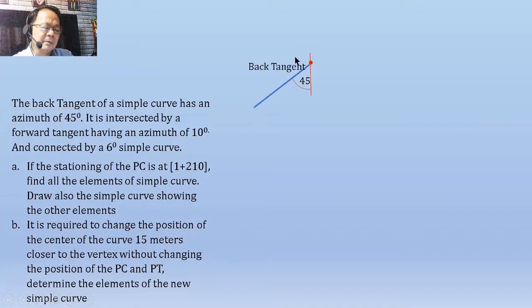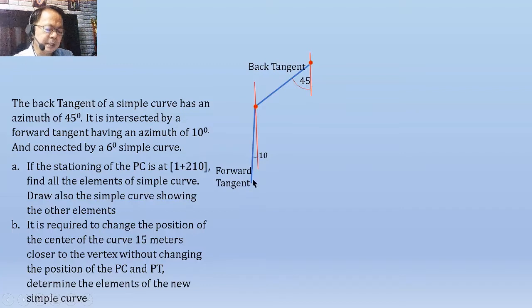So let us imagine that here is our back tangent. And assuming natin na somewhere here, it will be intersected by a forward tangent having an azimuth of 10 degrees. Kaya ipakita natin ito. From here, ipakita natin yung azimuth na 10 degrees. So from the south, we measure an angle of 10 degrees and then we connect it with a line starting from the point of tangency up to this direction. So this becomes our direction of the forward tangent.